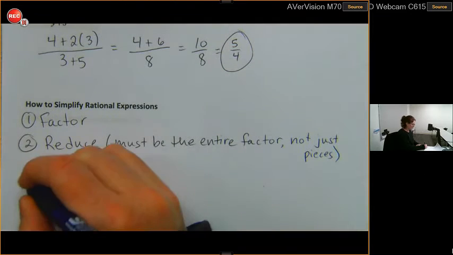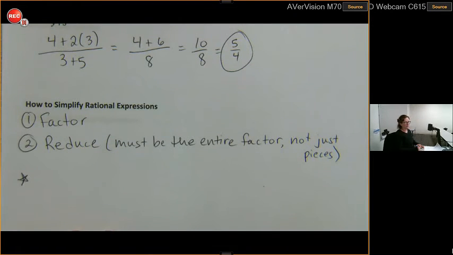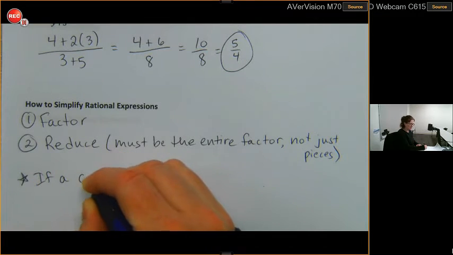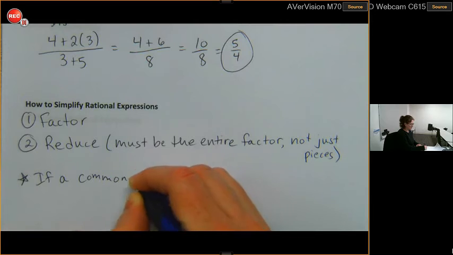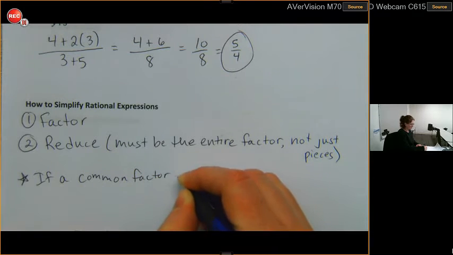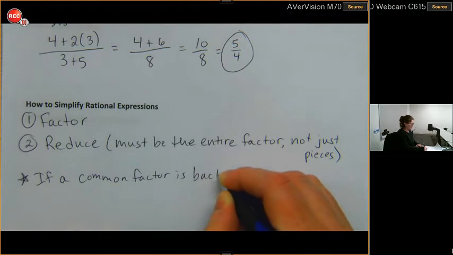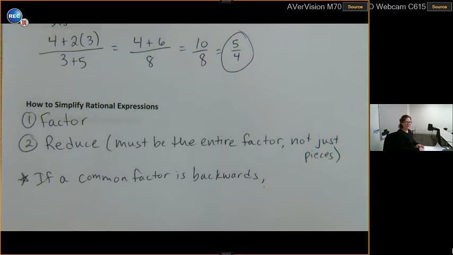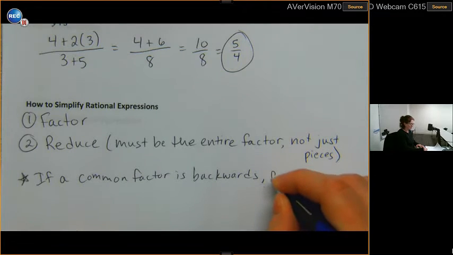Another note, sometimes a factor will be backwards. So if a common factor is backwards, then we're going to factor out a -1 to make it match.